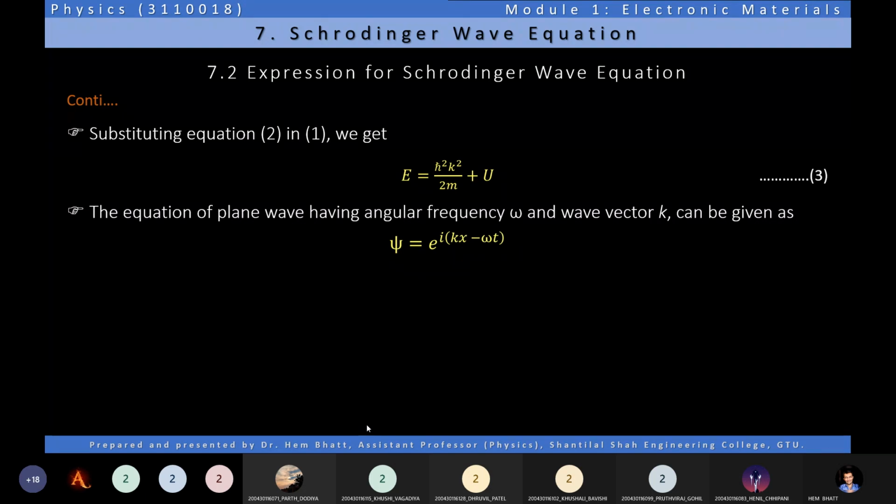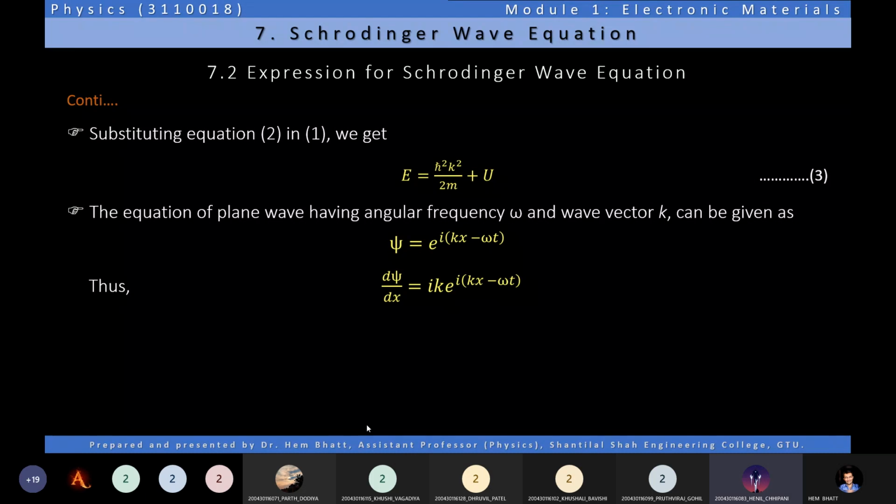Now we have to differentiate this twice. So d psi by dx is i k e raised to i(kx minus omega t). Now take 2 minutes and find out d2 psi by dx square. Write it in your notebook and tell me how many of you can get the answer. Then I'll display it on screen. Try and tell me. What is d2 psi by dx square?